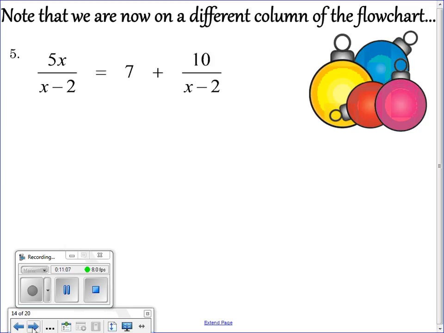All right, so now notice this problem. We are no longer on fraction equals fraction. I can't just cross multiply this. There's an extra piece in there. Okay, so this is that last column on there, more than 2 fractions. What's the denominator on this? 1.